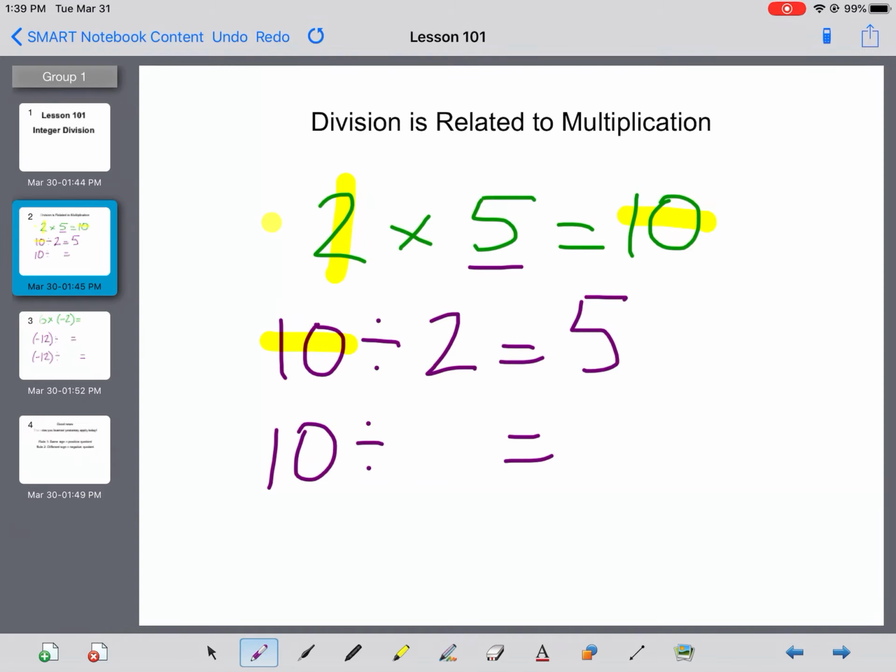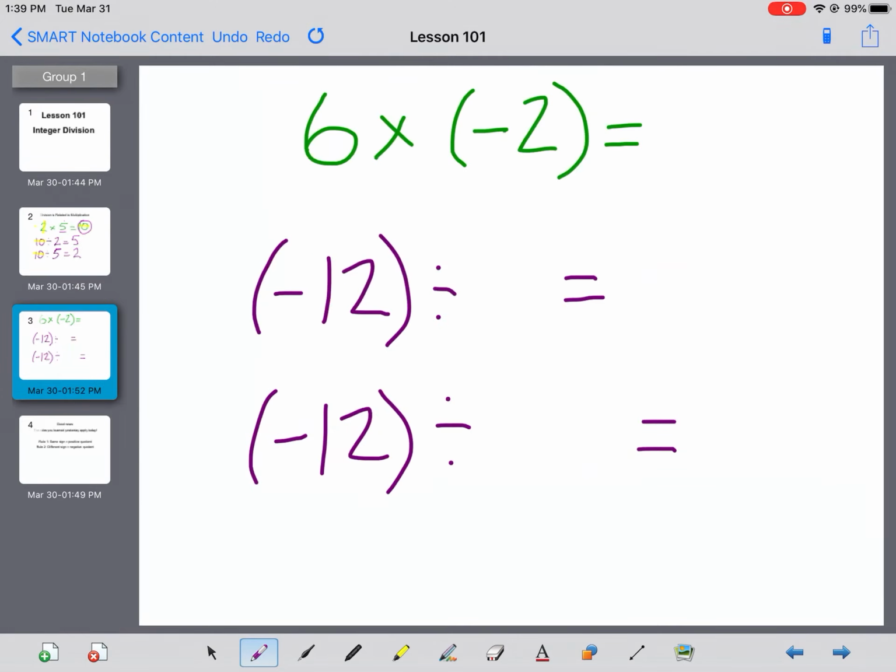Okay, and you can do it the same way the other way. If you take your 10 to start out with, now instead of putting the 2, I'm going to put the 5 right here, and you will end up with the answer of 2. So you can take your answer to a multiplication question, put it at the front, and then if you divide it by either one of the numbers that you were multiplying by, you will get the other number. Now this is a principle that is going to apply even when we do multiplication and division with integers.